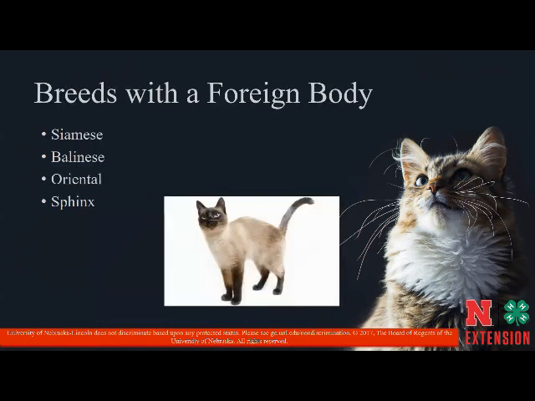Now we're going to look at breeds with a foreign body. So all of them had cobby bodies. Now we're going to look at breeds that have a foreign body: Siamese, Balinese, Oriental, and the Sphynx.